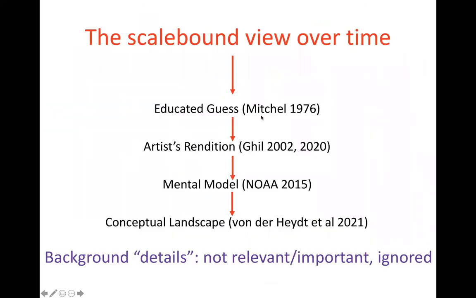Okay, so what does that mean? What that means is that the scale-bound view has always actually been quite ideological, right? In the sense that first it started out as an educated guess, then we have an artist's rendition, then we have a mental model, now we have a conceptual landscape, right? But the theme in all of this is that the background details, because that's what they are, as we'll see, they represent all kinds of structures and details and motions happening. But the idea is that they're not relevant or important, and we can safely ignore them, okay?